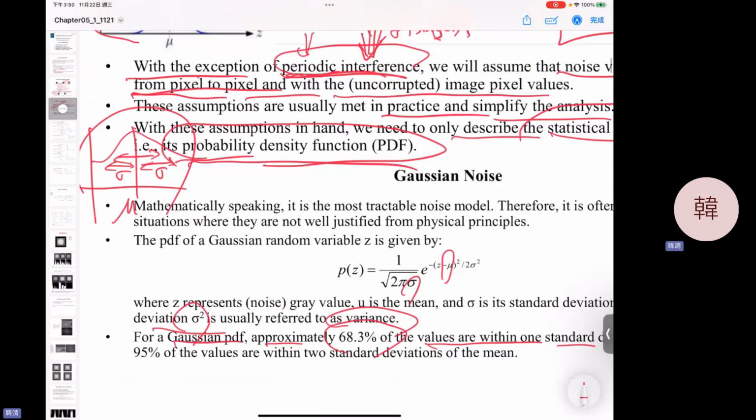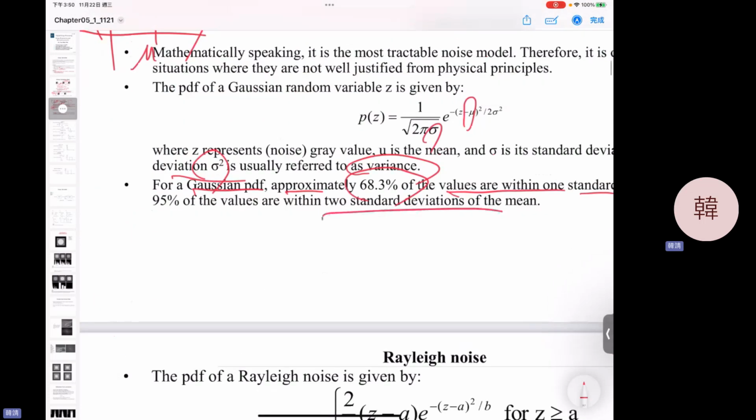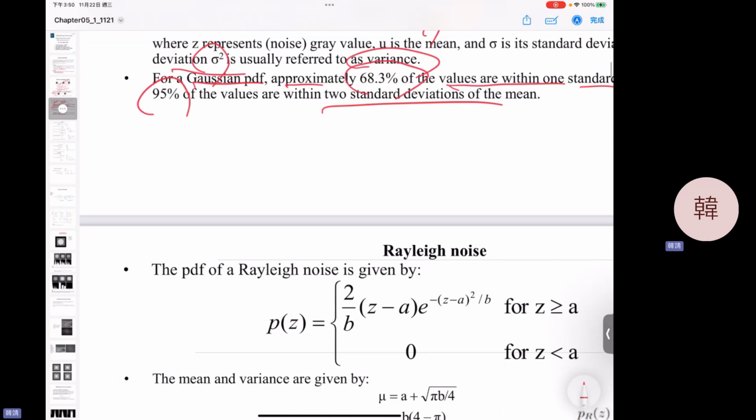So which means in this center here, about 68.3%, and for 2 sigma, it's almost 95%. So it's around the mean value. Okay, so this is the Gaussian probability.